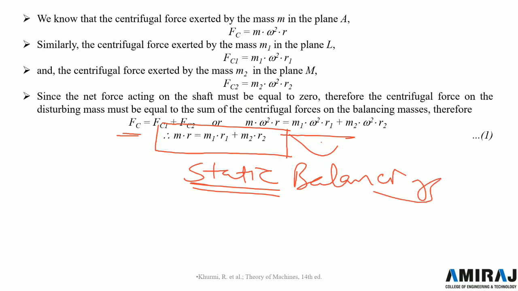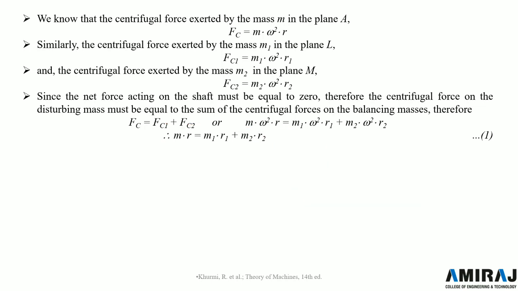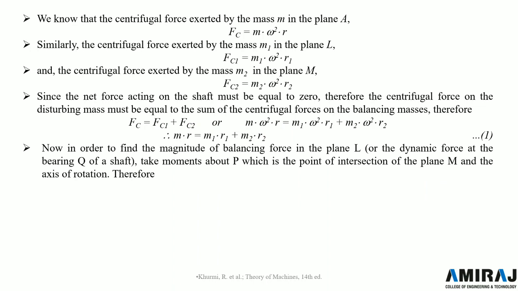And for dynamic balancing we have to find out the couple. Now in order to find the magnitude of balancing force in plane L or the dynamic force at the bearing Q of the shaft, take the moment about P, and Q is the point of intersection of the plane M and the axis of rotation. So therefore Fc1 into L is equal to Fc into L2.